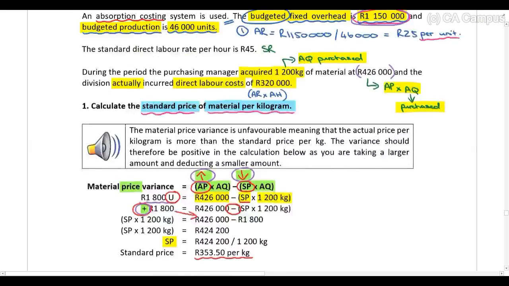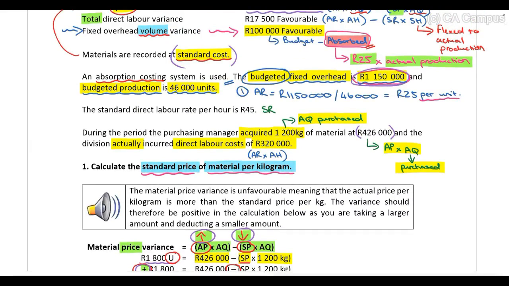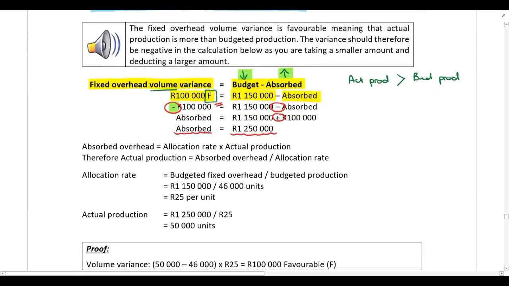Now, we already said, we know that this absorbed fixed overhead is calculated by taking the allocation rate and multiplying by actual production. So that's how we calculate the absorbed overhead: the allocation rate multiplied by actual production. So if I'm trying to solve for actual production, if you restate the formula, you need to take the absorbed overhead and you need to divide by the allocation rate.